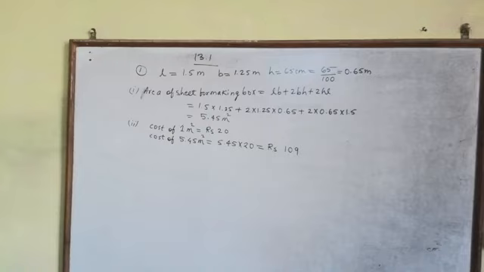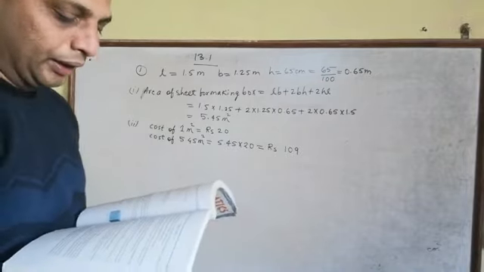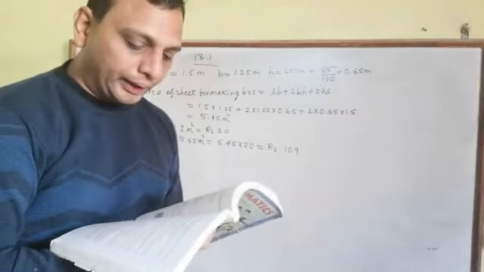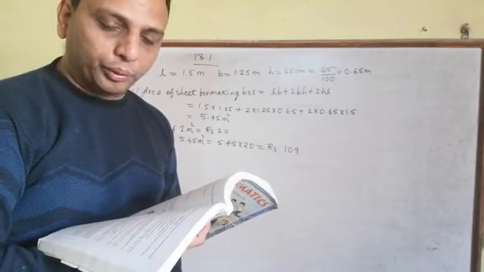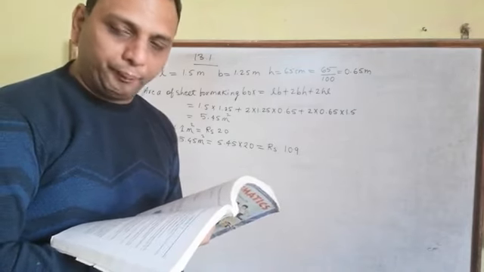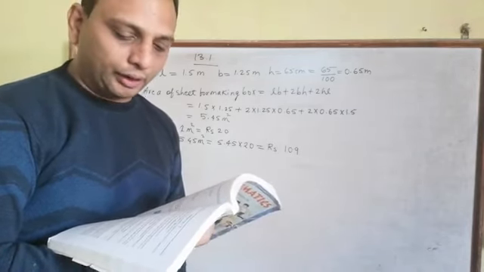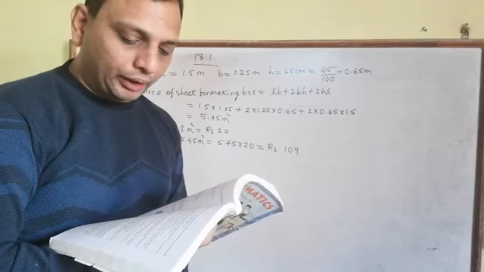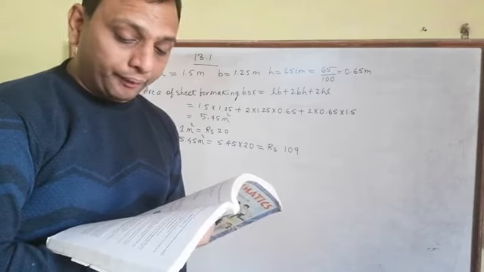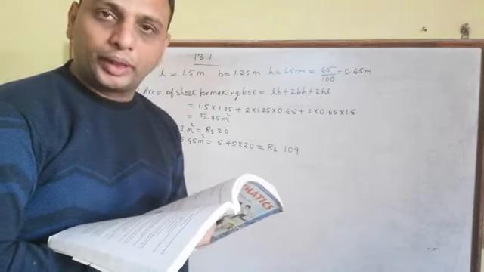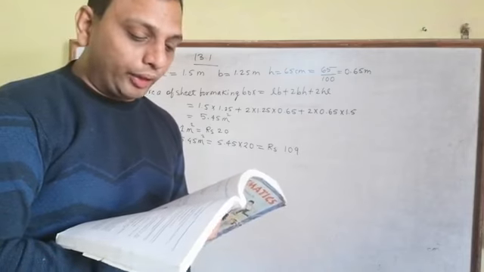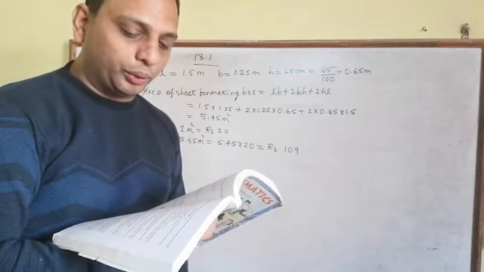Now we take question number two. This is the first solution. Question number two says that the length, breadth and height of the room are 5, 4 and 3 meter respectively. Means the length is 5, breadth is 4 and the height is 3. Find the cost of whitewashing the walls of the room.